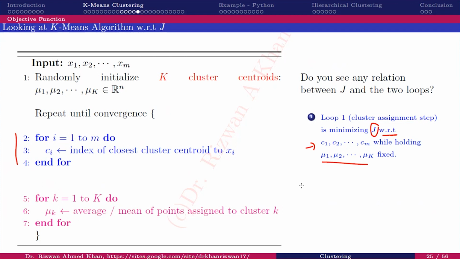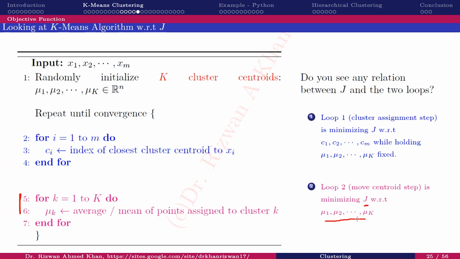In this step, we are assigning data points to the nearest cluster centroid. We are not moving cluster centroids, so that variable remains the same. The only variable that we are changing is the cluster assignment, the C's. And in loop 2, it's just the inverse. In loop 2, which is the move centroid step, we are minimizing this cost function with respect to the mu's. Here, cluster centroids are moved while we keep the C's constant.